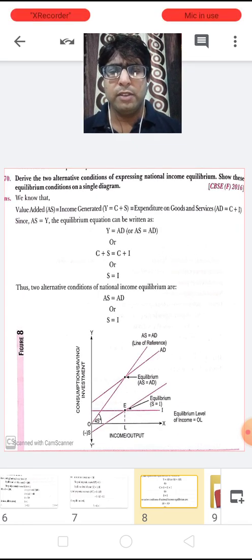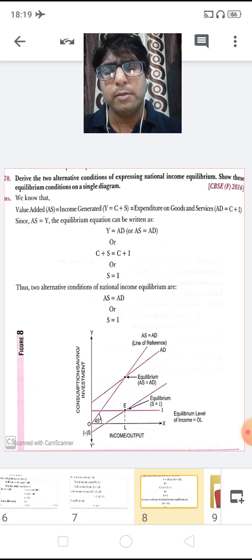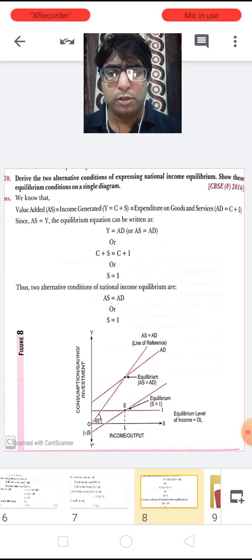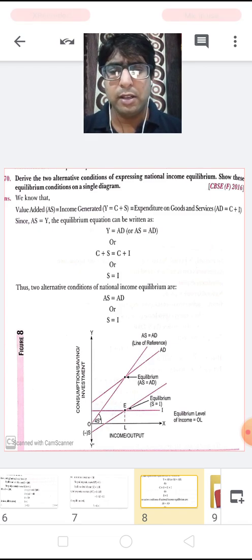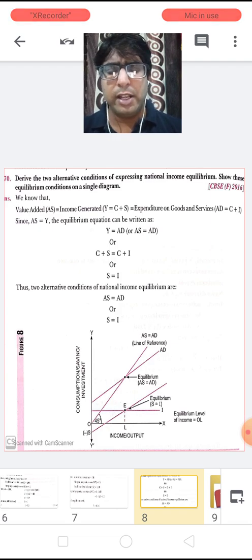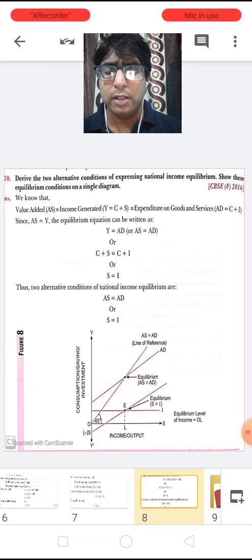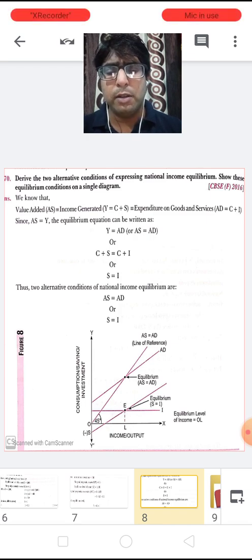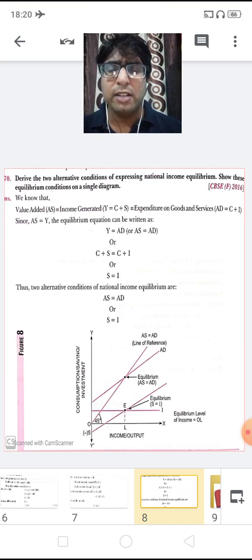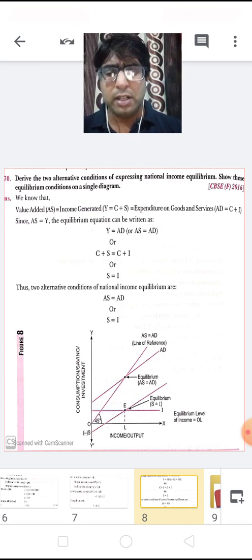We have to derive the two alternative conditions of expressing the national income equilibrium. We have to show these equilibrium conditions on a single diagram. So children, I have already explained this when I explained the concept of the saving and investment approach. In a single diagram I have drawn the equilibrium level of the AD and AS approach as well as the saving and investment approach. So children, let us see here.